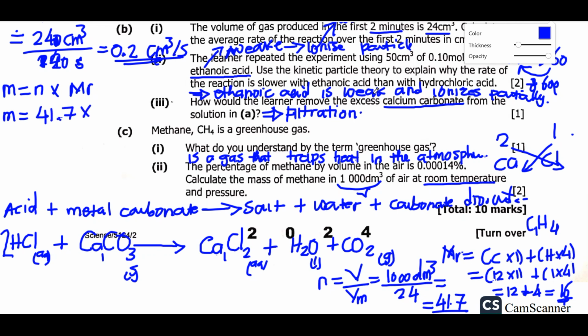41.7 times Mr, which is 16. So if you multiply by 16, I'm getting 666.666 grams, which is 66.7 grams. So as you can see, it's also very simple.